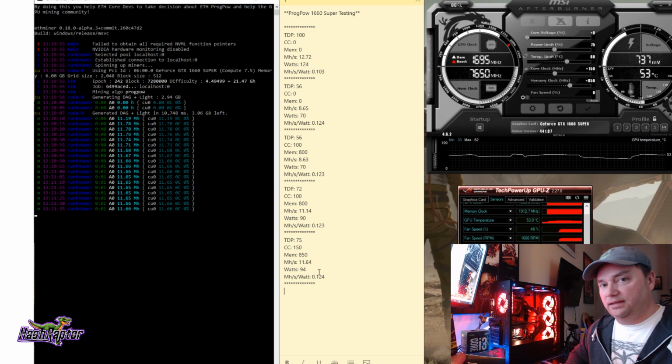Now, I will say this, I did do another test as well above this. I bumped the memory up to 900 plus. And it worked for a while and then it became unstable and actually crashed my PC. So it's one of the reasons I took some screenshots, to make sure I didn't lose any data to show you guys. So I'm not going to publish any of those results since they weren't stable. So if I were to run with this today, somewhere in this range, the 90 to 94 watts on the 1660 Super is probably what I would go with.